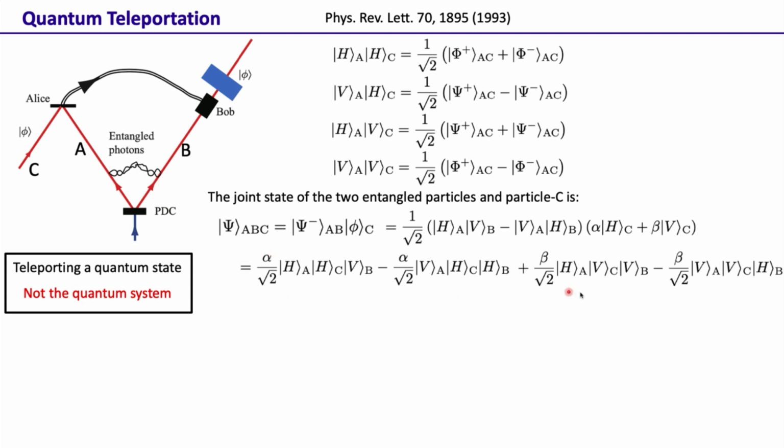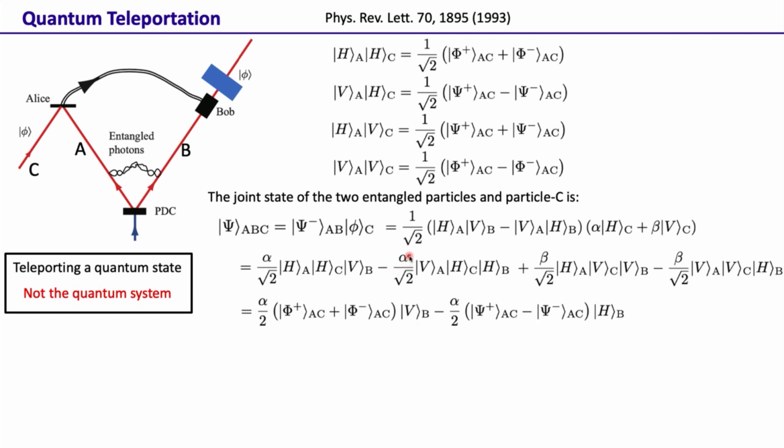So the joint state that we have written like this here has HH for AC and then V for B, VH for AC and H for B, and so on. And now we know how we can write HH in terms of the Bell states for particle AC. So let's write it here. This HH we are writing as phi plus AC, phi minus AC, and this 1 over root 2 multiplied with 1 over root 2 gives us alpha by 2 over here, and VB remains as is.